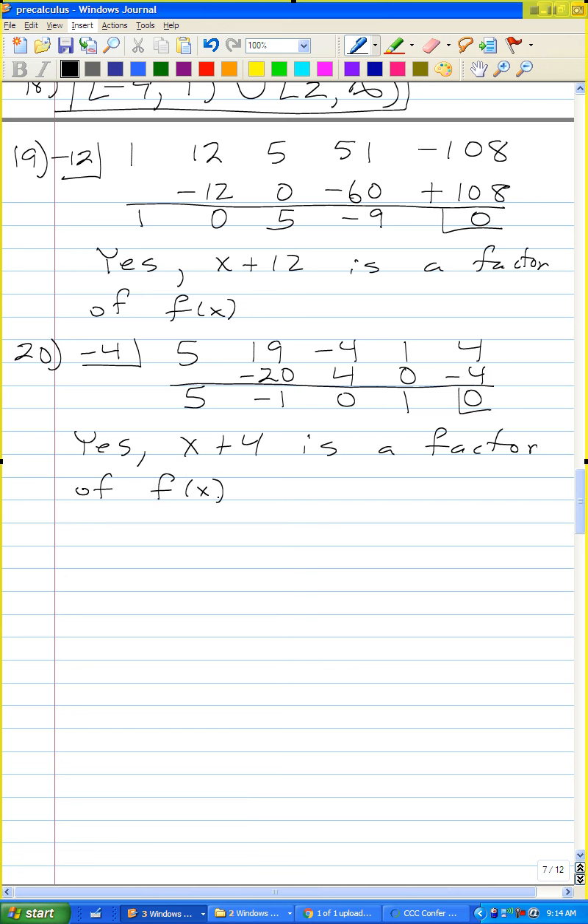Okay? Any questions about that? Okay. Let me do problem number 21. List the potential rational roots, rational zeros of the polynomial function. Do not find the zeros. So it's just asking you to list them all.